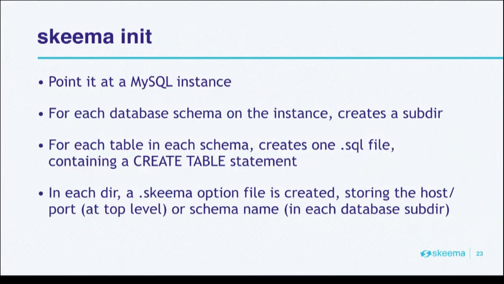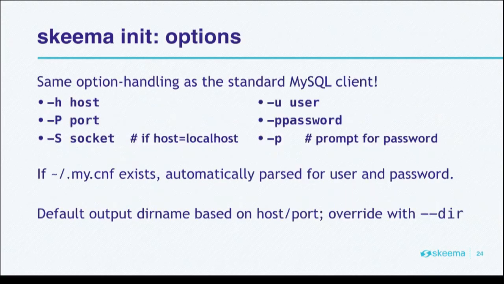So the way Skeema init works, you point it at a MySQL instance, and then it just iterates over the database schemas and iterates over the tables in each schema and puts them on the file system. And then along the way, it creates those .schema option files, which by default will just contain, at the top level, the host and port. Then the level below that, it'll be schema names. So in terms of what this actually looks like.